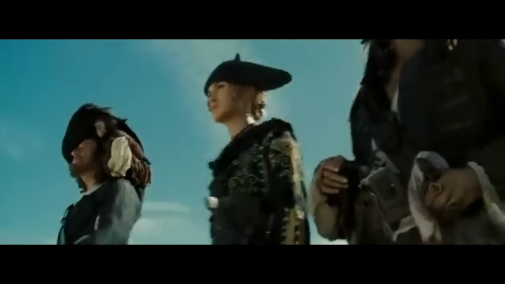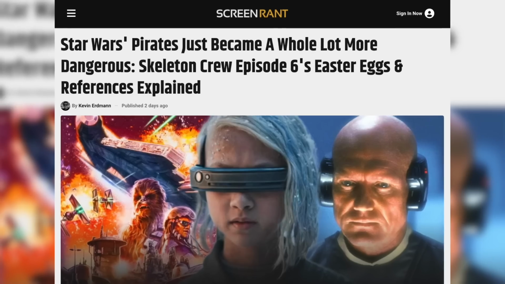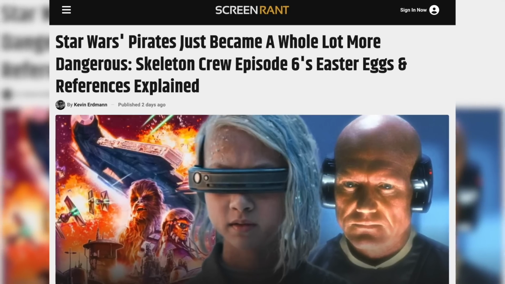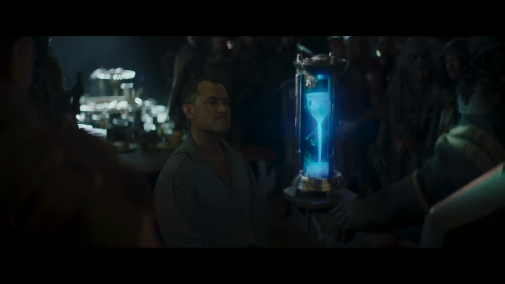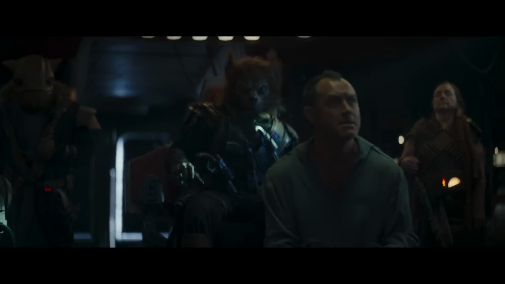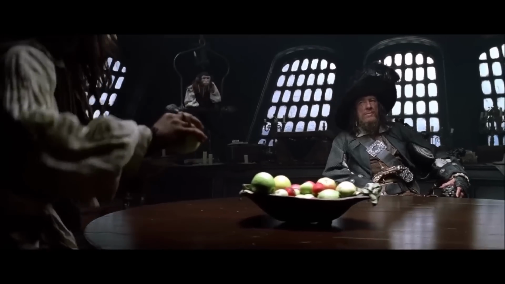There's also a lot of talk about the Pirates Code, which is also the rule of pirate law that we saw used in the Pirates of the Caribbean movies, as pointed out by Screen Rant's Kevin Erdman in his Easter egg piece for that website. When Mad Jack tries to talk his way out of a jam to Brutus, for example, it's mirroring how Captain Jack Sparrow had a parlay with Barbossa in the first film.